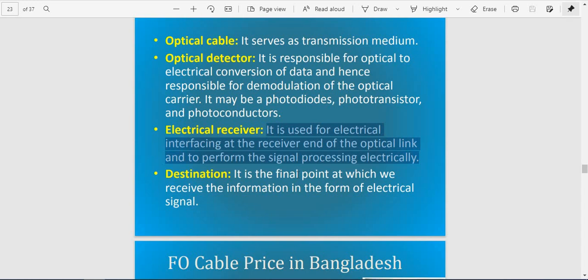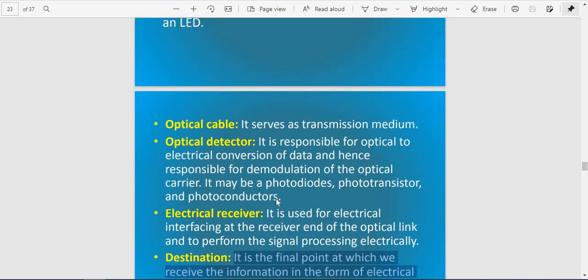Now we are moving ahead with electrical receivers. Whatever information I have sent from the sender needs to reach the destination, right? From source to destination. So what is the destination part? It is the final point at which we receive the information in the form of an electrical signal. The electrical signals carrying the information can be passed with the help of this particular stage, which is called the destination stage.